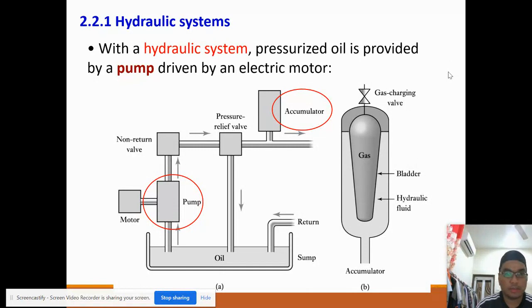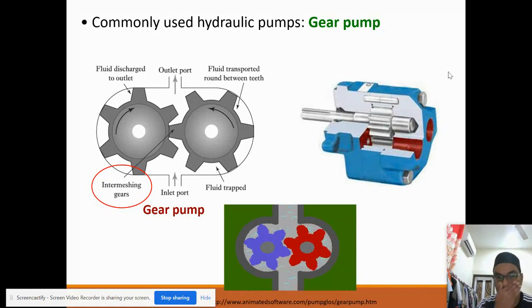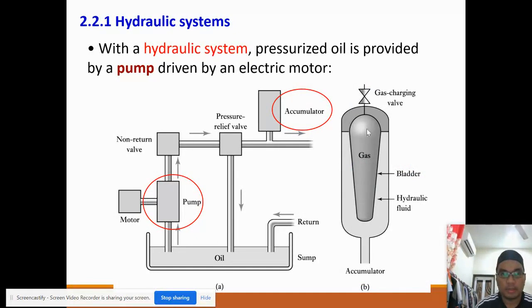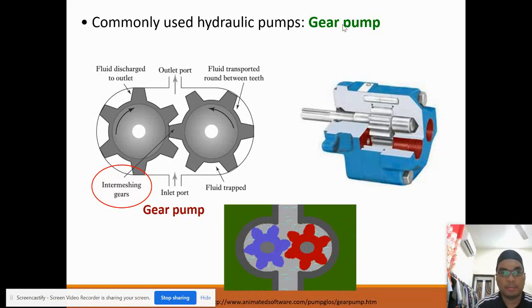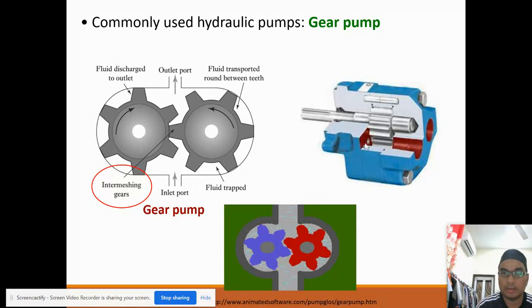Okay, the next one is the first type, the gear pump. What I highlight here are the two important things in the system, which are the pump and also the accumulator. We have various types of pump. The first one is a gear pump. You can see this is the mechanism of the gear pump. This is a real cross-section view of the pump.